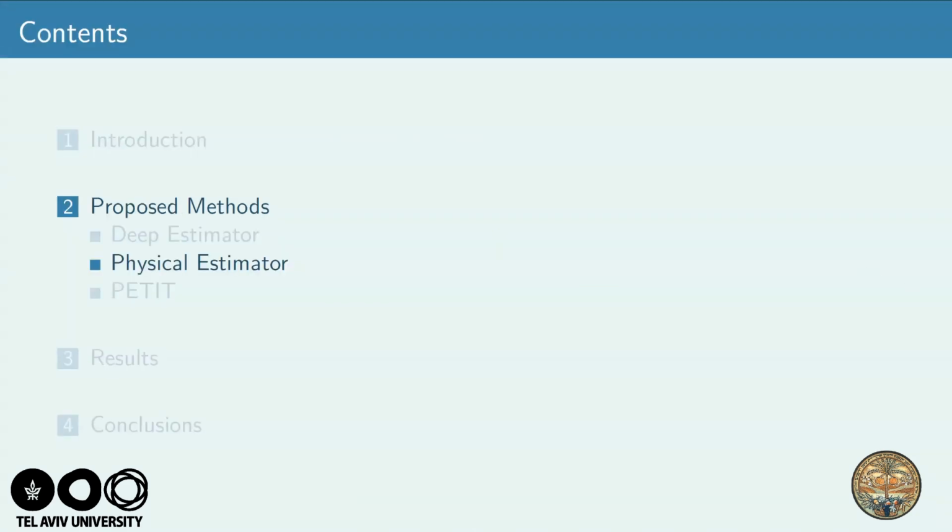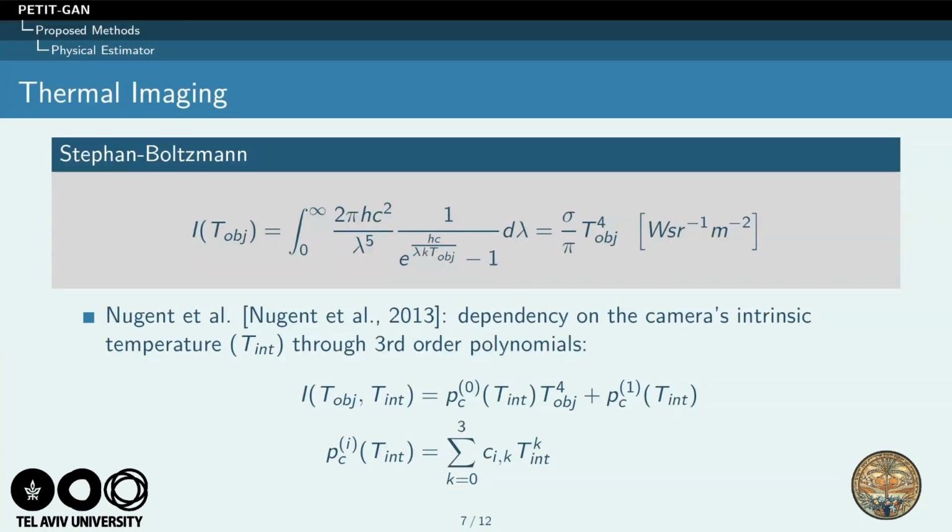To fully understand our physical estimator, we need to provide some additional background for thermal imaging. The Stefan-Boltzmann formula states that the power radiated from an object is proportional to its temperature to the power of 4. In 2013, Nugent and his colleagues published a paper suggesting that the intensity of a thermal pixel in a thermal camera does not only depend on the object's temperature, but also on the camera's intrinsic temperature at the moment of acquisition, and it depends on it through a third-order polynomial, as described in the equations below.